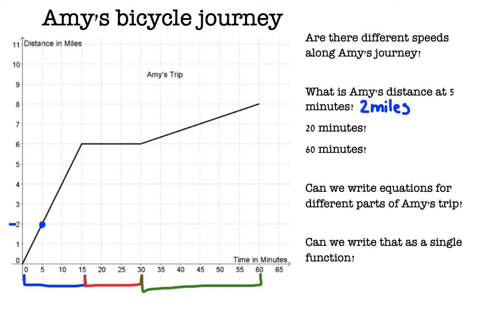If I want to see what Amy's distance was at 20 minutes, I go to 20 on the x-axis and follow that all the way up until I hit the graph. We notice that it lands on 6. So here Amy traveled 6 miles. And if I want to see her distance at 60 minutes, I go to 60 minutes on the x-axis, go all the way up until I hit the graph, and we see that it is 8 miles.